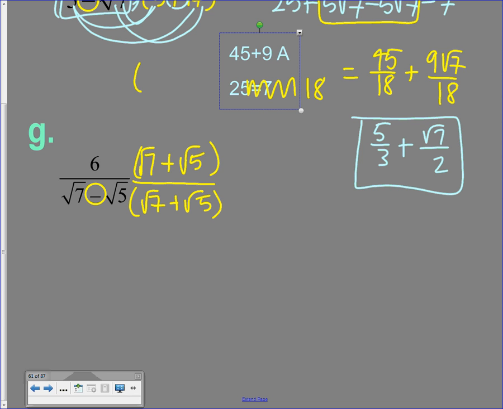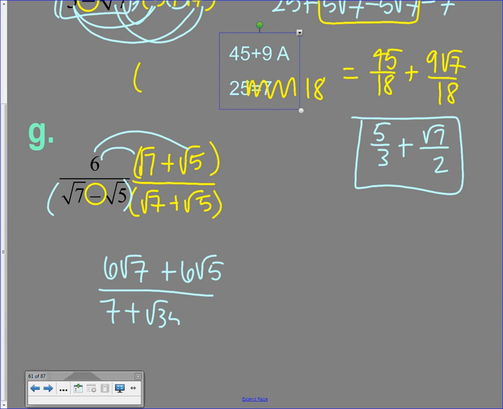Okay, so multiplying the top and the bottom by the square root of 7 plus the square root of 5. Okay, so now I'm going to go ahead and distribute the top. So that's going to give me 6 square roots of 7 plus 6 square roots of 5. Okay, don't forget to distribute up there. And then we're going to FOIL the bottom. So that's going to give me 7. Okay, square root of 7 times square root of 7, 7. Plus the square root of 35 minus the square root of 35 minus 5. Okay, so just FOIL there.